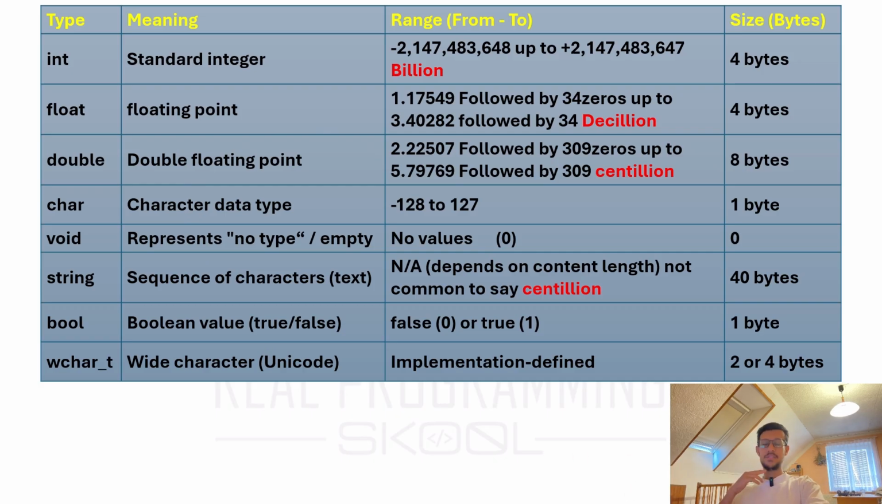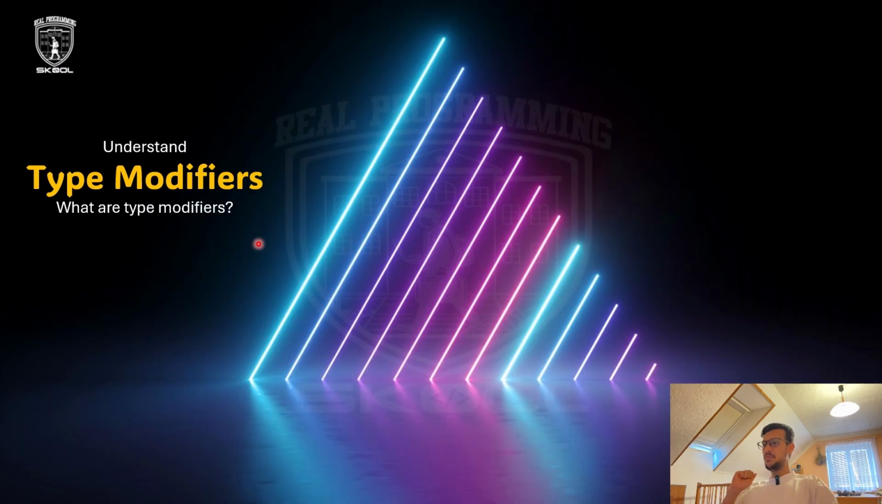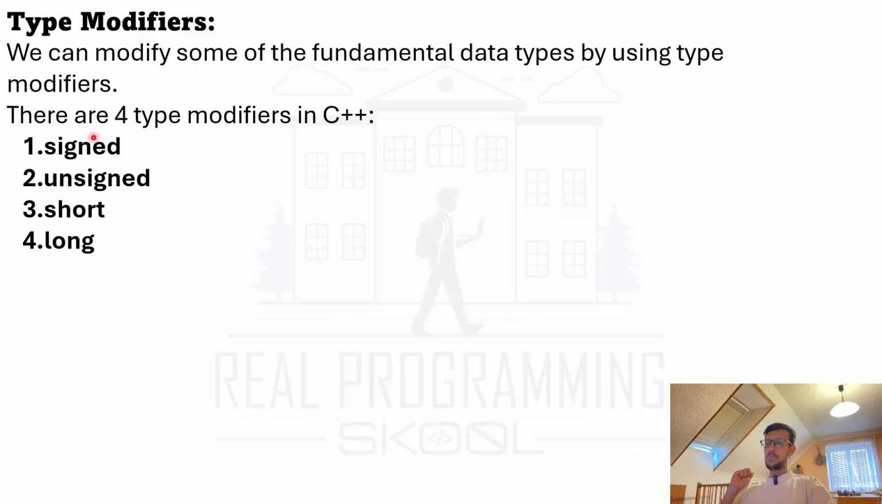And now let's see what type modifiers are, because we can modify some data types. We can modify the range and sizes of some data types by type modifiers. So what are type modifiers? All right, we can modify some of the fundamental data types by using type modifiers. There are 4 type modifiers in C++: signed, unsigned, short, and long. If you focus here, just some of the primitive or fundamental data types, not user defined, not derived data types.